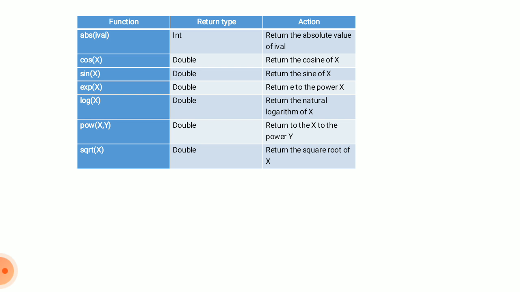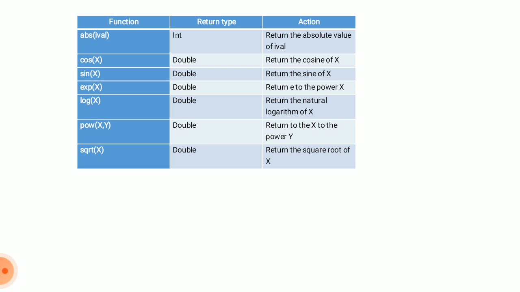exp means exponent, and it returns the exponential power of x. log of x returns the natural logarithm of x. pow, that is power of x comma y, returns x to the power y, that is x raised to y. Suppose the x value is 2 and the y value is also 2. So 2 raised to 2 is 4. So pow of 2 comma 2 is 4.